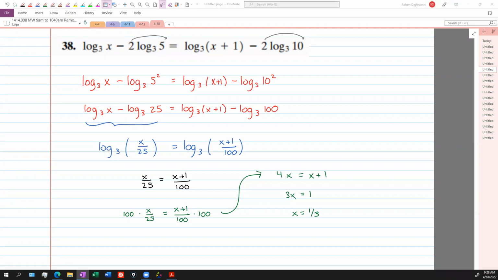As you're looking at that first step where I push the 2 up, both those 2's got pushed up as powers. I'm using a very important property of logs there. I have to do that before you can put two logs together. You have to make sure that they both have the same coefficients. They both have to have a 1 in front of them. That's why I did that. And then I just squared the 5, which became 25. I squared the 10, which became 100. Now I can put the logs together on the left and right.